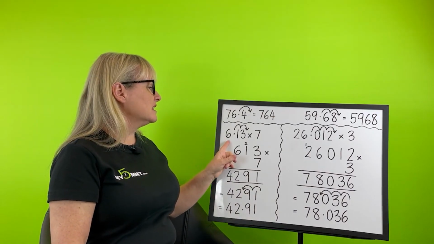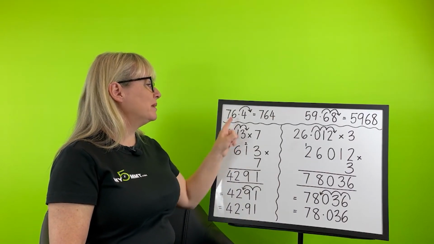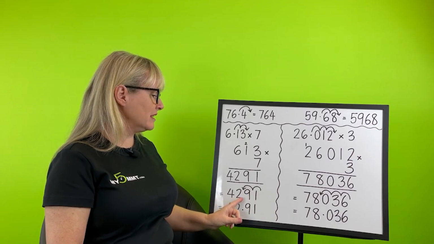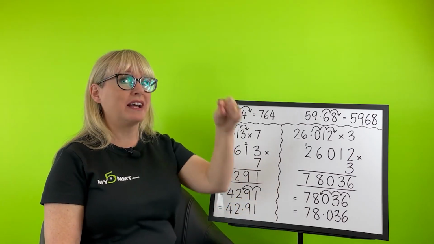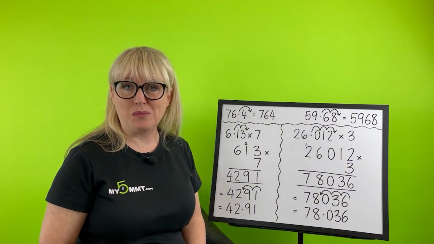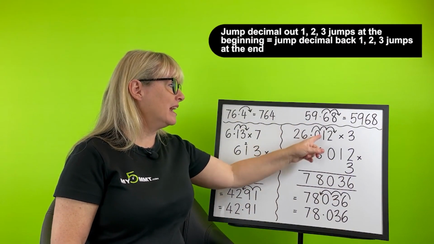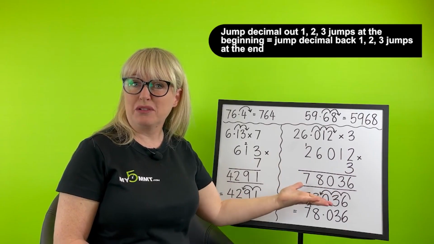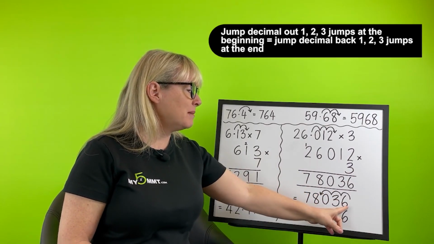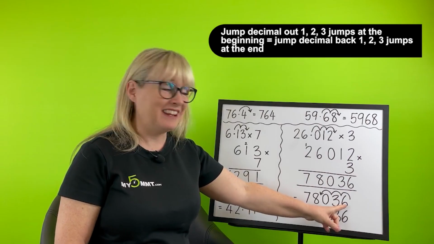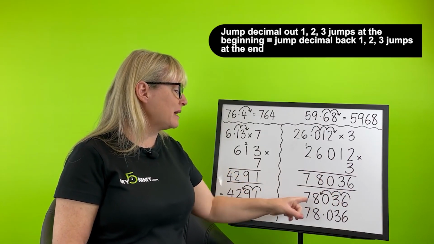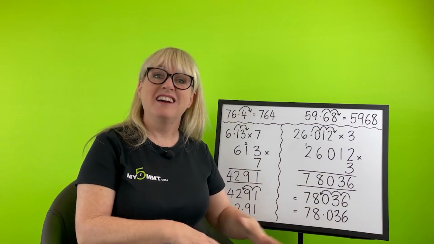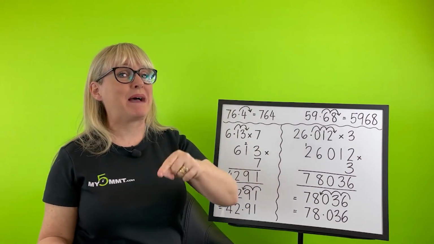This is a question that's got 6.13 times 7. Well, I'm going to jump it out 2 jumps, and at the end, after I work it all out and get my answer of 4,291, I jump it twice back in to get 42.91. If I jumped it out here, 1, 2, 3 jumps out, at the end, after I solve it, and I chose to use the algorithm in this situation, I got this large number, but I have to put my decimal point back in. So I jump 1, 2, 3 jumps back in, and I get 78.036. So after I jump it out, I solve my question and then I jump it back in again.